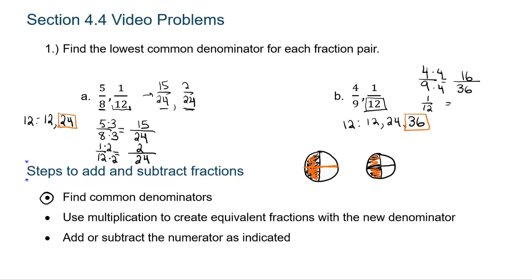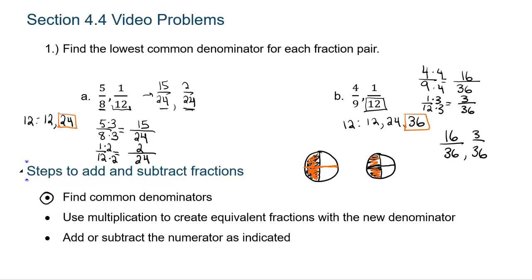And I need that to also equal 36. So 12 times 3 gives me 36. 1 times 3 gives me 3. So my new fraction combination with a common denominator of 36 is this. So I now have 2 pies cut into the same number of pieces, which in this case is 36.